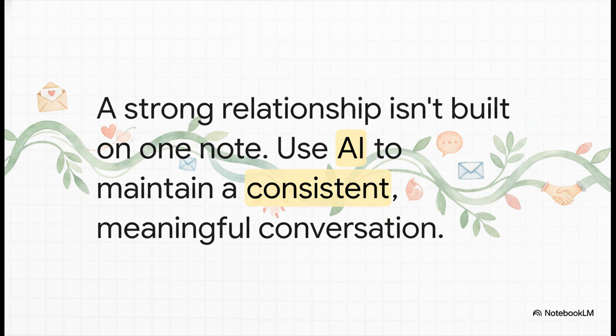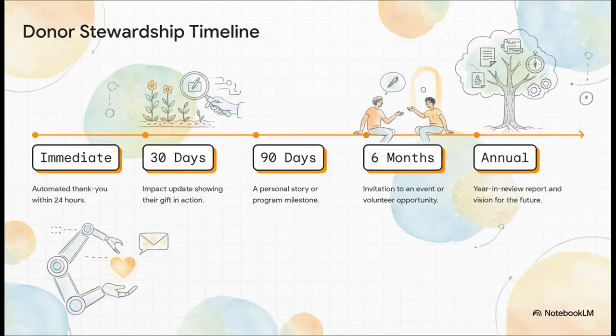But a strong relationship isn't built on just one thank you note, right? It's built over time. And this is where AI can be a total game changer for long-term donor stewardship, helping you keep that meaningful conversation going. This timeline right here lays it all out. It shows you exactly what that conversation can look like. An immediate thank you, then an impact update at 30 days, a personal story at 90 days. You get the picture. Planning and drafting content for all these different touch points is a ton of work, but AI can help you map it out and generate drafts for every single stage.